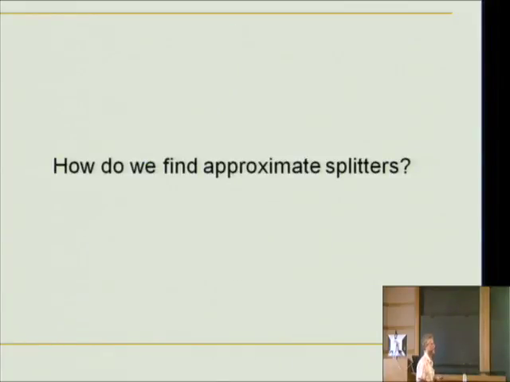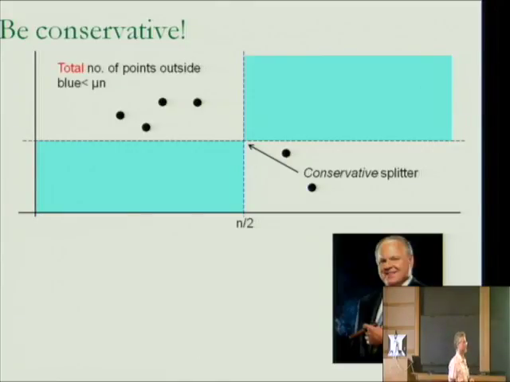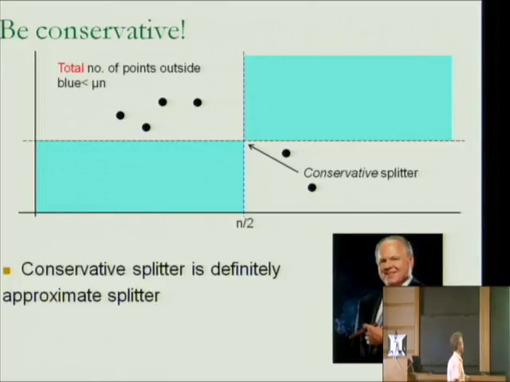Okay, how do we find approximate splitters? So that's Sesh's contribution here. So, be conservative. So a conservative splitter, see, we don't know the LIS. I have a splitter, and I want to make sure that it eliminates few points from the LIS, but I don't know what the LIS is. So let me just make sure that it eliminates few points. It just has few violations. So if I can find a point which has at most mu times n violations overall, just the number of violations, then I certainly know that it has at most mu n violations with the LIS. So a conservative splitter is definitely an approximate splitter.